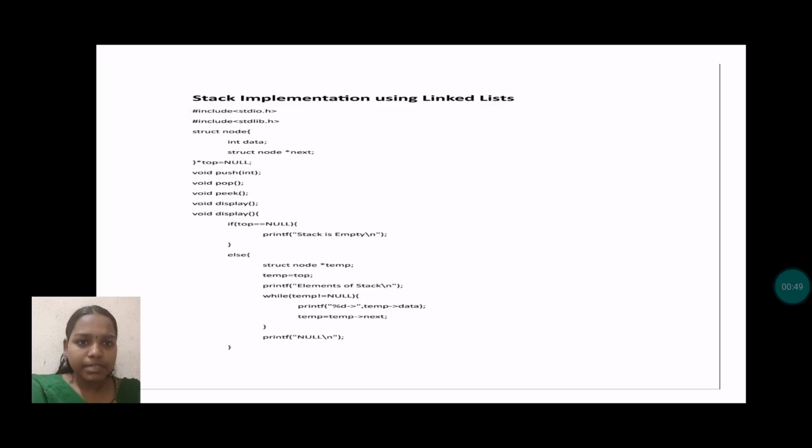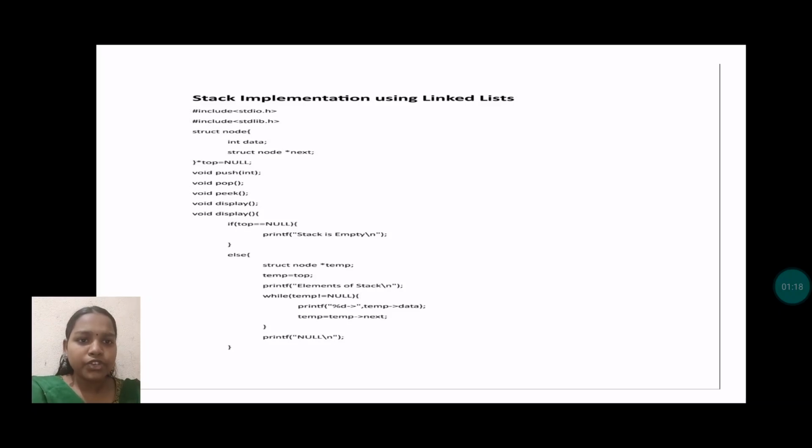In the void display function, firstly, we have to check whether the top is null or not. If top is null, print that stack is empty. If top is not null, create a temporary node, initialize temp to top, and print the elements of the stack. Here we are using a while loop, in which the condition is temp not equals to null.